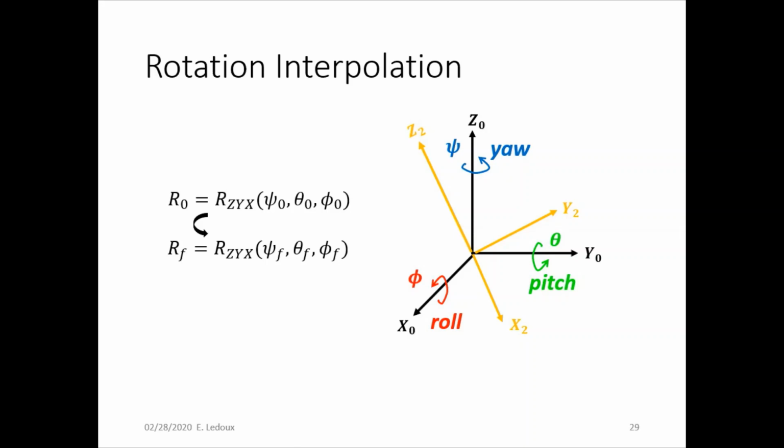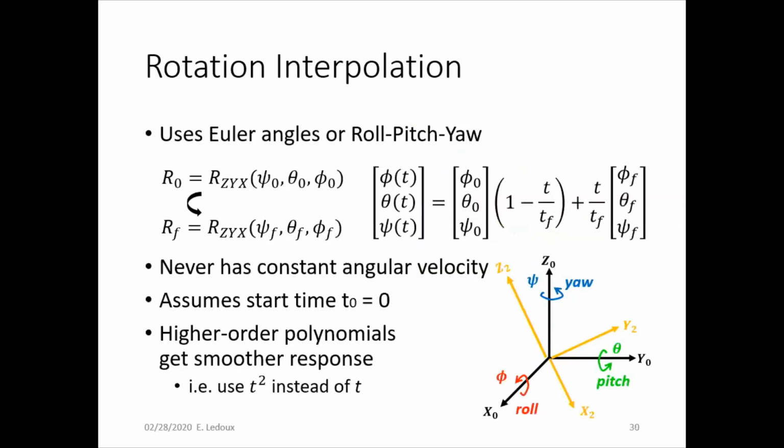Rotation interpolation is another method of trajectory planning. This is typically done with a rotation matrix of the end effector, which would be the orientation of it, and either Euler angles or roll pitch yaw. The equation given here is a linear one. The roll pitch yaw as functions of time would be the initial values times some fraction plus the final values times another fraction. So this never has a constant angular velocity, and it assumes a start time of 0.